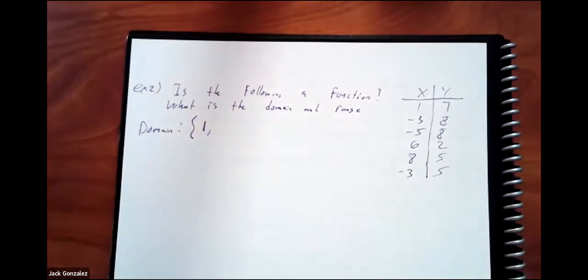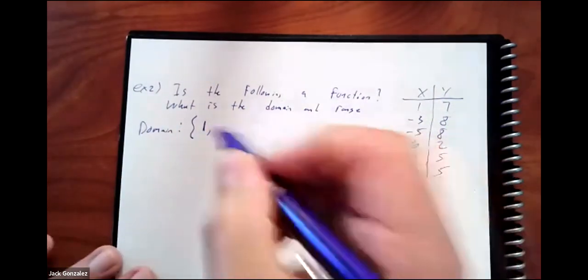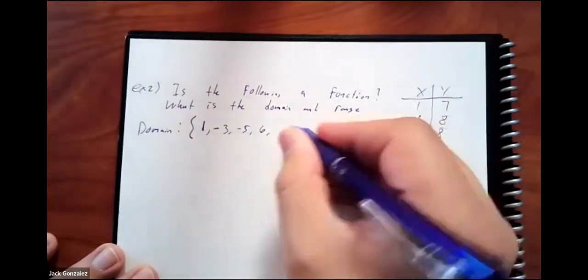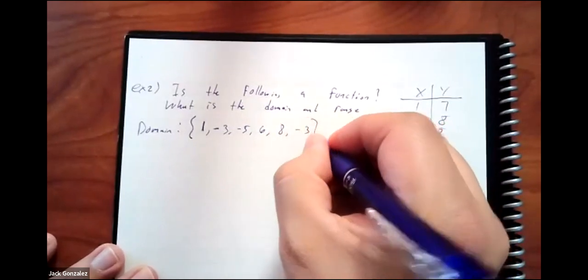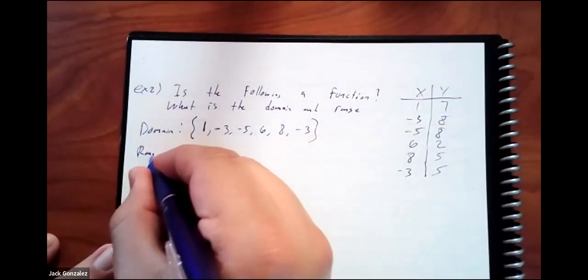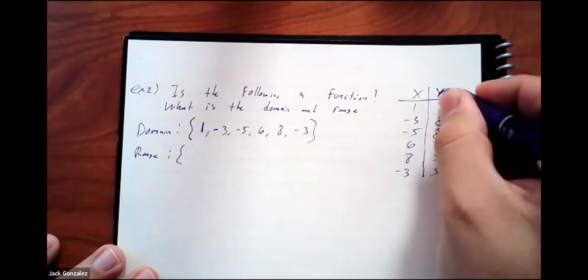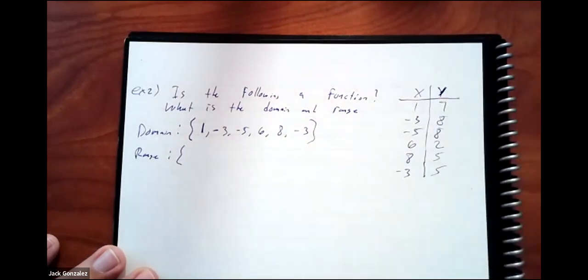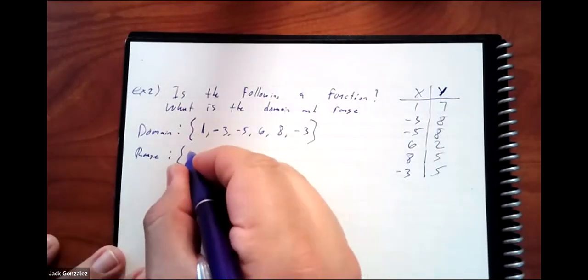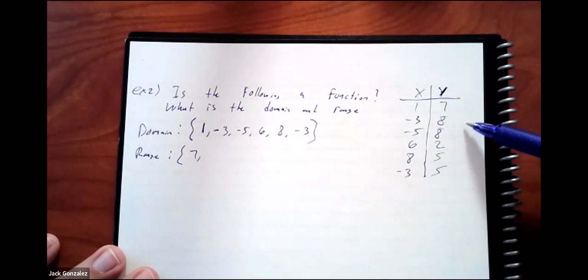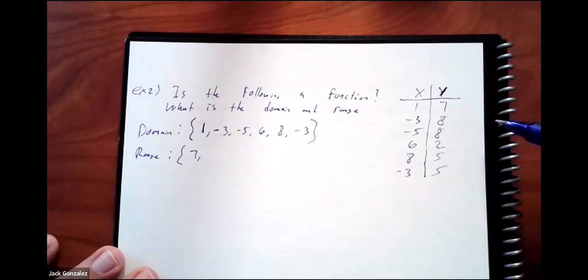Yeah, all the x's, right? Okay, now the range. Notice how I have 8 listed twice, 5 listed twice. Should I write it twice? No.